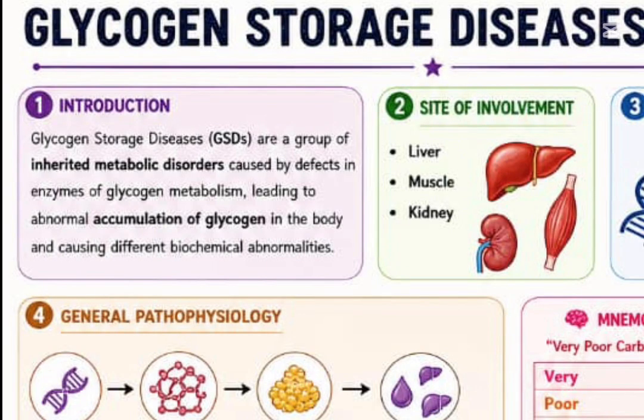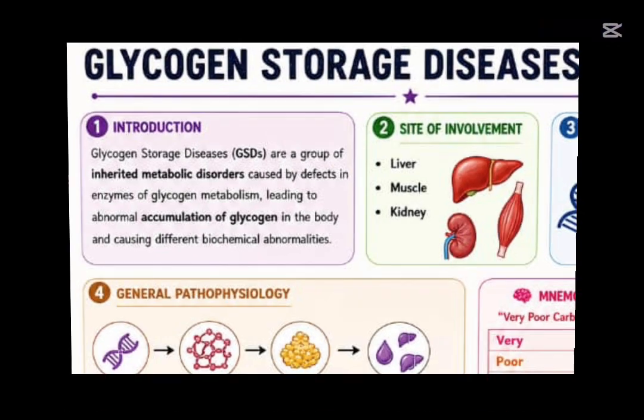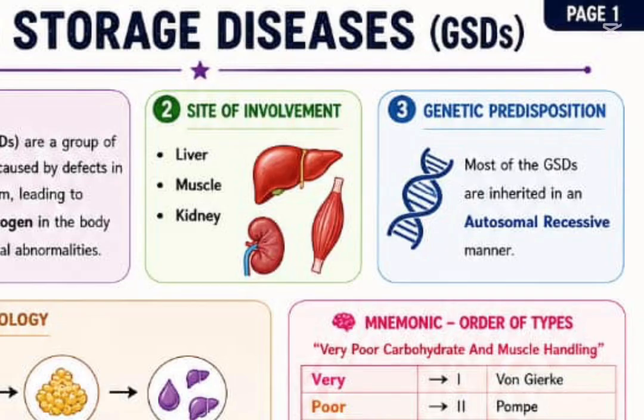So where does it occur? It occurs in the liver, muscles, and kidneys. You can see there, liver, muscles, and kidneys. Genetic predisposition. Are you getting that? It is autosomal recessive and rare. So it doesn't really occur, but if it occurs, it's usually bad. It's on our autosomal gene, not autosomal dominant, whereby it will occur in an individual.